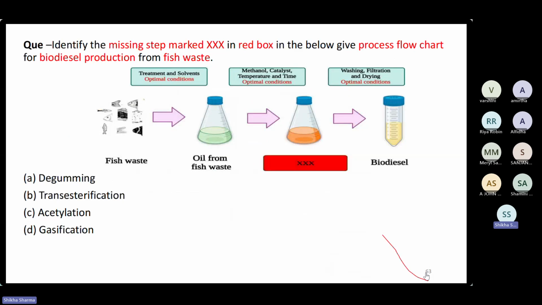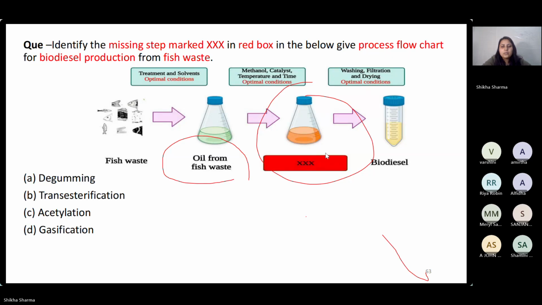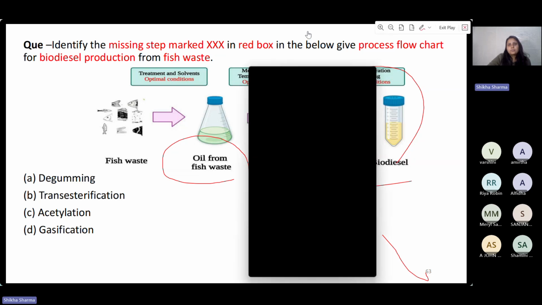The next question is regarding fish waste. Fish waste is treated and converted into oil, then different treatments are applied, and after that we get biodiesel. We need to tell which stage this is. Is it degumming, trans-esterification, acetylation, or gasification? Anyone who would like to answer this question?